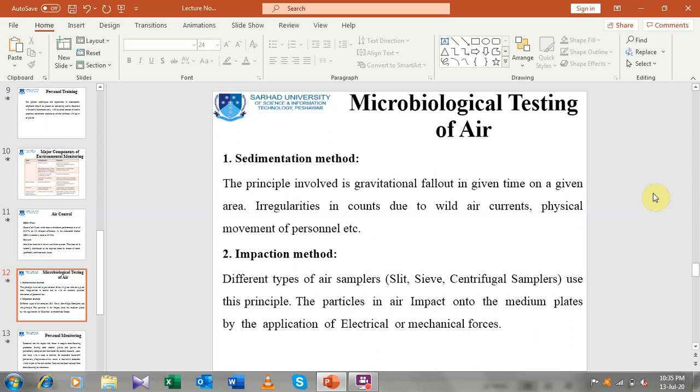The second method is termed the impaction method, and in this method different types of air samplers are available, like the slit sampler, the sieve sampler and the centrifugal sampler. These are the three types of air sampler used for the impaction method. After taking the air sample using one of these samplers, the particles in the air are impacted onto the medium plates, which are provided already sterilized, by the application of electrical or mechanical forces. And this way, if growth is there, it means that the air is contaminated, it is tested for the contamination.